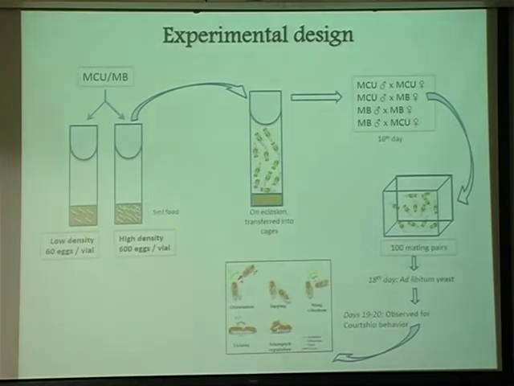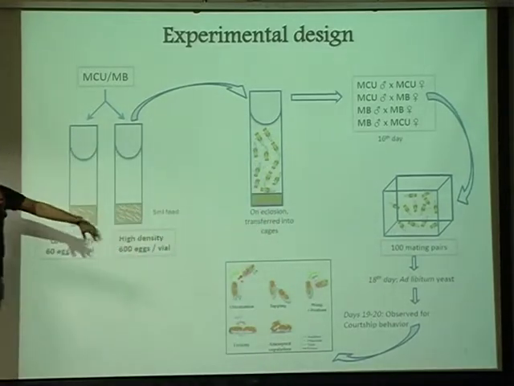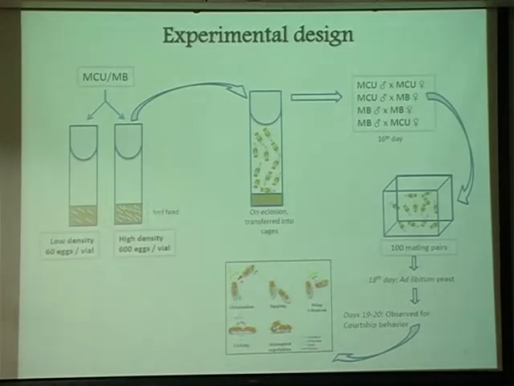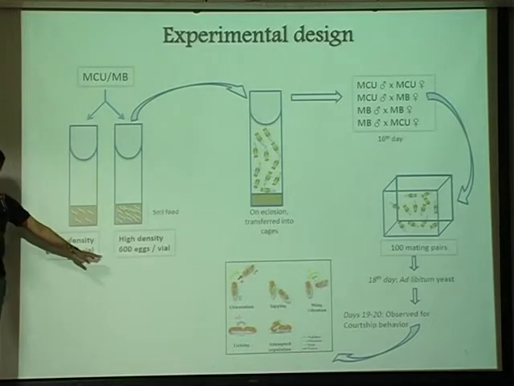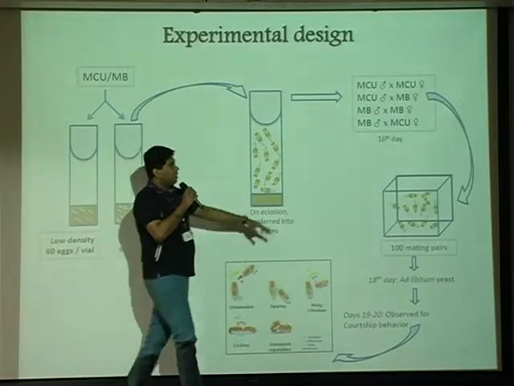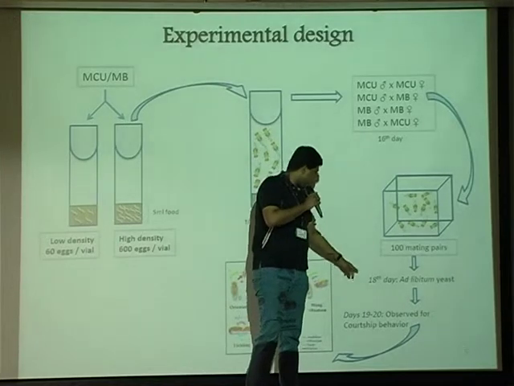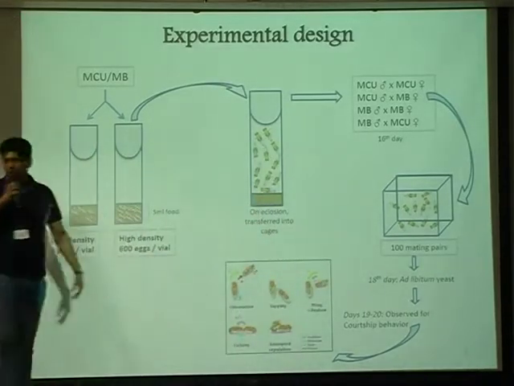So in this particular experiment design, to check what we call courtship frequency, all of you must be knowing about the courtship behavior, which is very important in flies. It is one of the most important and most well-studied behaviors of fruit flies. To assay this, we had two different density treatments, 60 and 600 per vial. When the flies eclosed, we transferred them into cages, and later on we made factorial combinations of different males and females, then used them and checked for courtship activity.